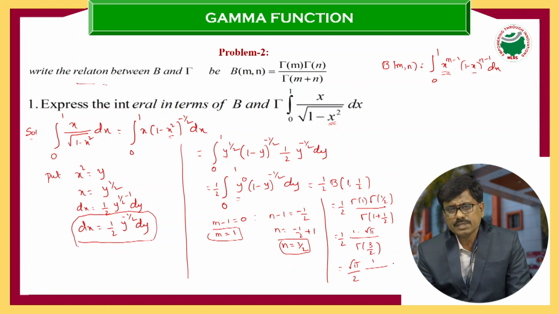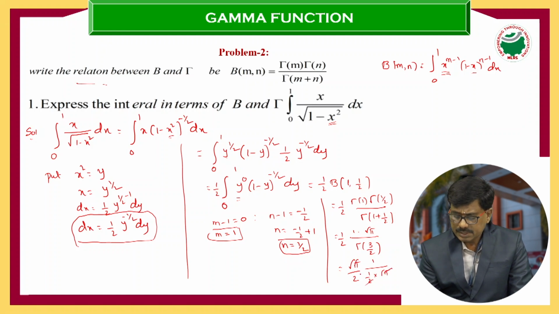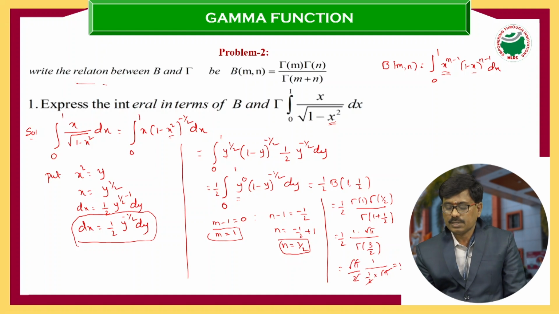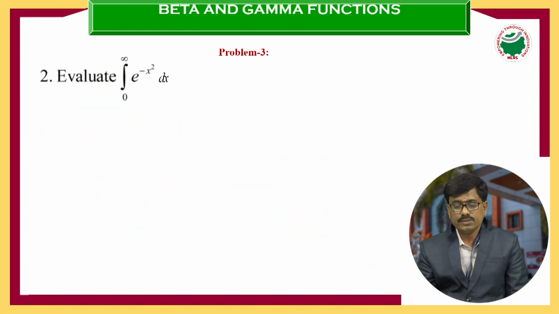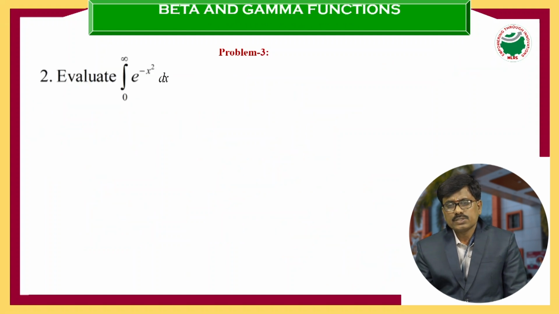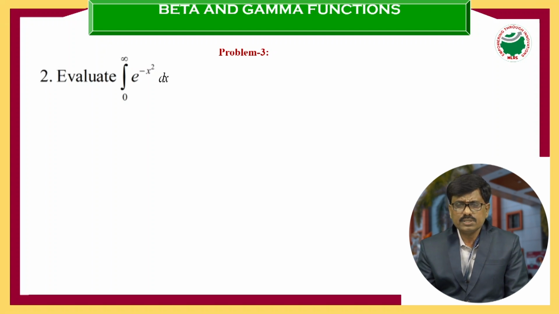How do you write gamma of 3 by 2? Already I computed the previous values, like gamma of 5 by 2. How do you write this one? 3 by 2 minus 1, which is nothing but 1 by 2, remaining is gamma of 1 by 2. What is gamma of 1 by 2? Root pi. Now the root pi and gamma get cancelled, and the resultant value becomes 1. I hope you see that the integral value was transformed into beta, and beta to gamma, using the relation between beta and gamma.